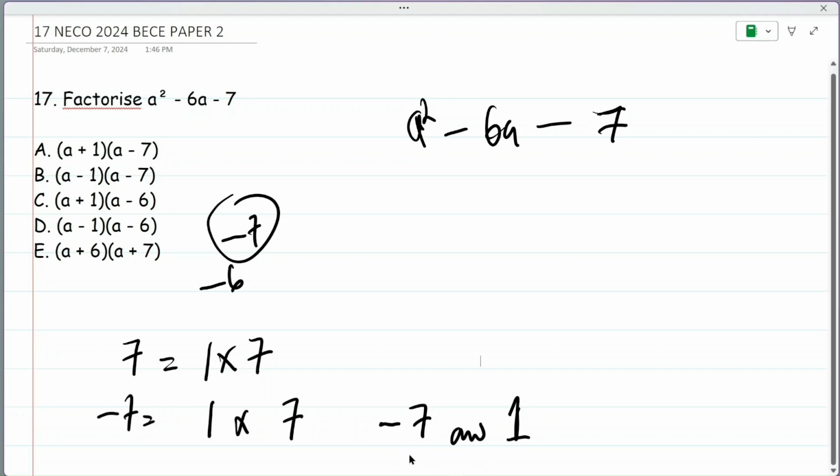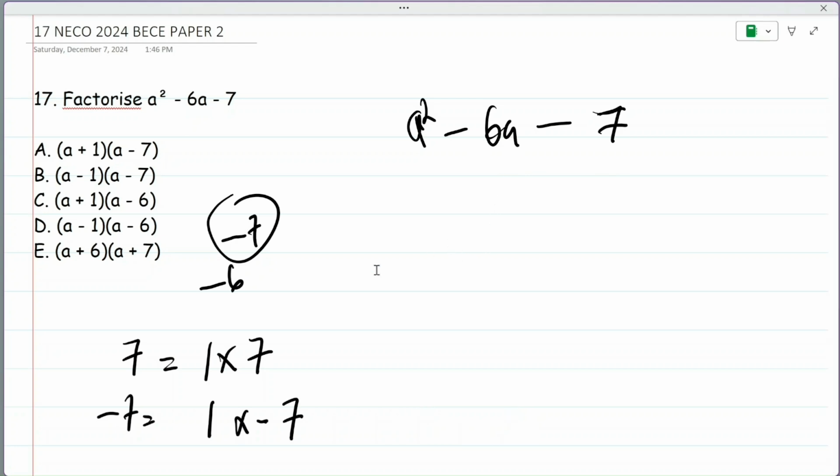So the 7 gets the minus. That means you put your minus here. If you multiply 1 by minus 7, you get minus 7. And if you take the same values, 1 and minus 7, when you add them together you get minus 6. So what we have done is we found two numbers that multiply to give minus 7, and when we add them together, they give minus 6. The reason we have done that is to break this minus 6a into two values.